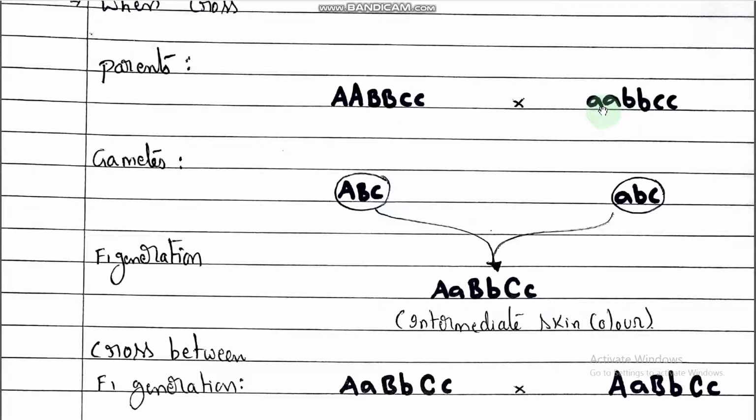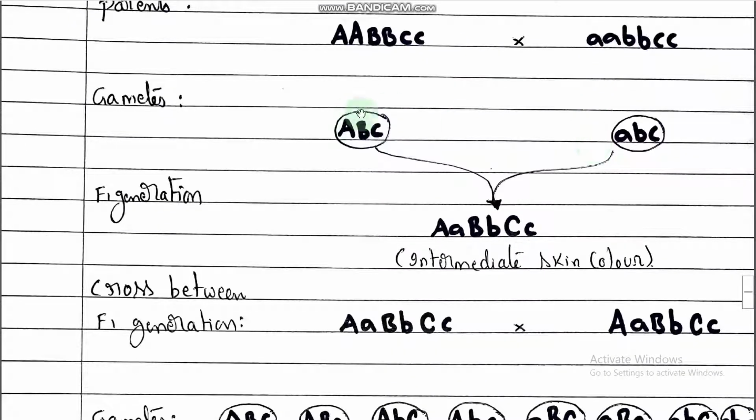So what are recessive? Small a, small b, small c. Capital A, capital A, capital B, capital B, capital C, capital C are the alleles, right? So small a, small a, small b, small b, small c, small c. So capital is dark and small is light. Okay, these are dark color skin people, and these people are light colored skin.